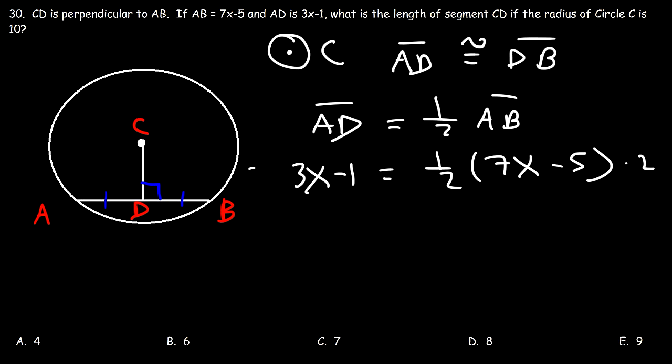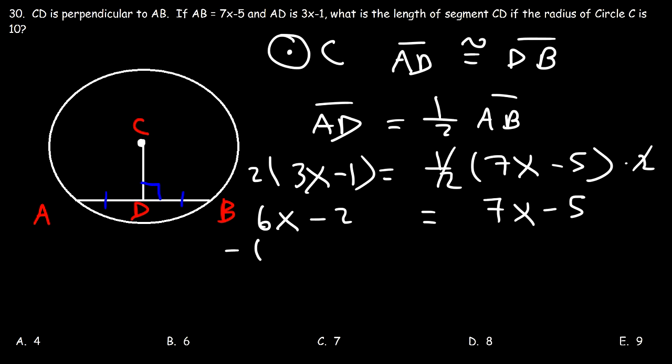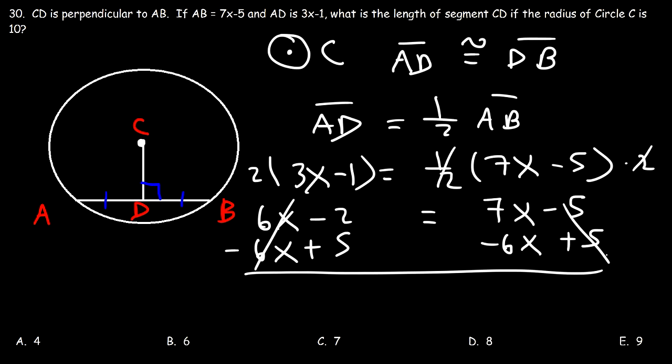Let's multiply both sides by 2. So 1/2 times 2 is 1. So we're just going to have 7x minus 5 on the right side. On the left, it's going to be 6x minus 2. Now, let's subtract both sides by 6x, and let's add 5 to both sides. Negative 2 plus 5 is 3. 7 minus 6 is 1. So x is equal to 3. Now that we have the value of x, we can calculate AD.